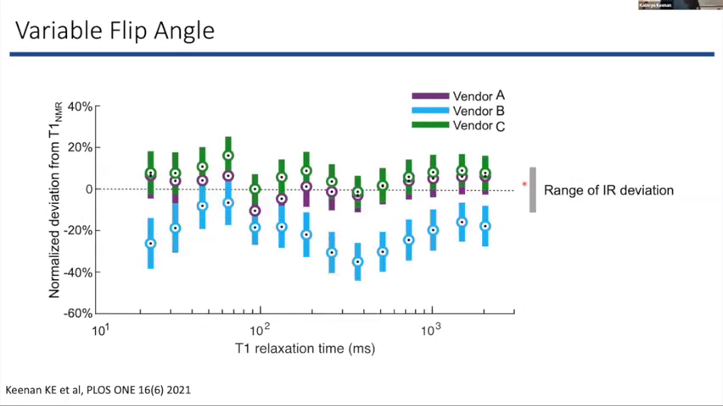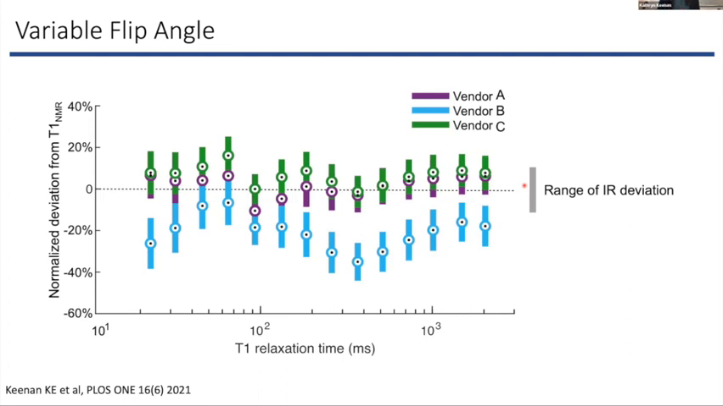Things got more interesting when we looked at variable flip angle measurements. So here, the y-axis scale has increased. We have a lot more deviation across the vendors. I should say that this data was actually collected quite a few years ago, before B1 mapping was available as widely. And so there's no B1 correction here.